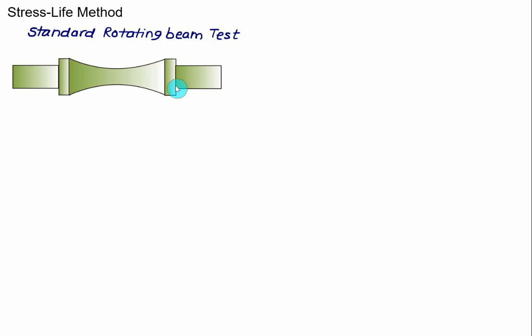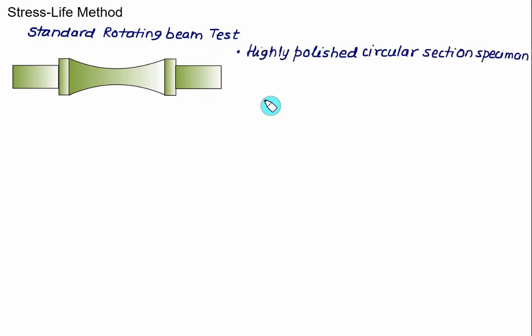So this specimen is used to find out the fatigue property of the material. This test was carried out on a rotating beam and is called the R. R. Moore test. So we are using here a highly polished circular section specimen and it is subjected to cyclic loading. The beam is supported on the two extreme ends.